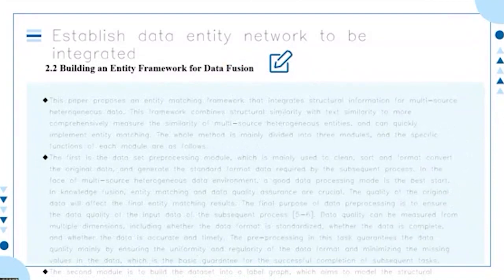Number 2 is building an entity framework for data fusion. This paper proposed an entity matching framework that integrates structured information from multi-source. And this framework combines structural similarity with text similarity to more comprehensively measure the similarity of the multi-source heterogeneous entity, and can quickly implement entity matching. The whole method is mainly divided into 3 modules, and the function of each module is as follows.